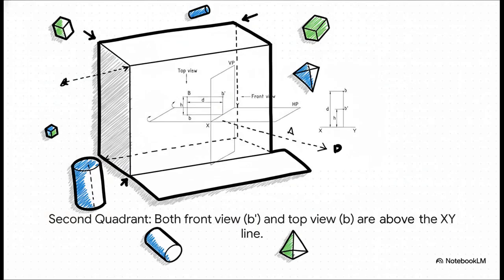But what happens if we move that point? Let's put it in the second quadrant. So it's still above the floor, but now it's behind the wall. The views get projected in the same way, but watch what happens when we unfold the box now. Because of how the planes have to rotate, boom, both the front view and the top view end up above the reference line. The drawing itself tells you where the point is.